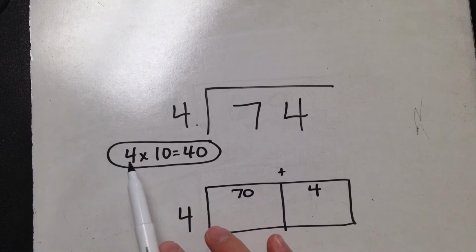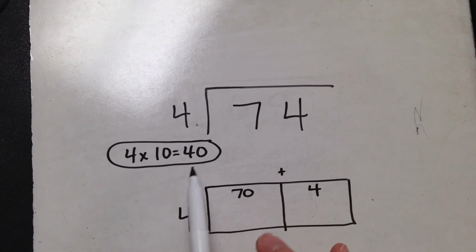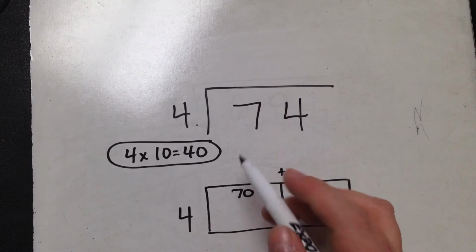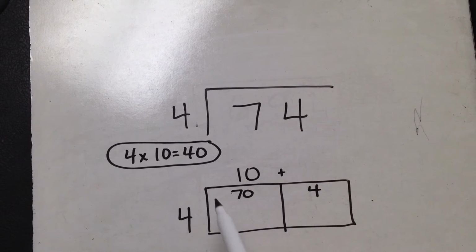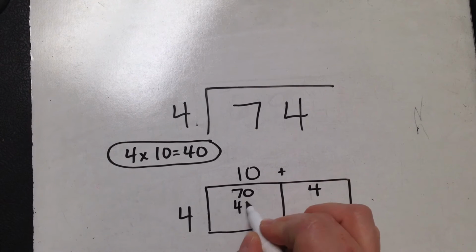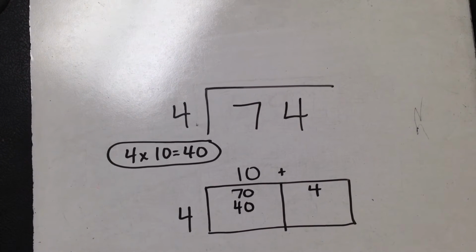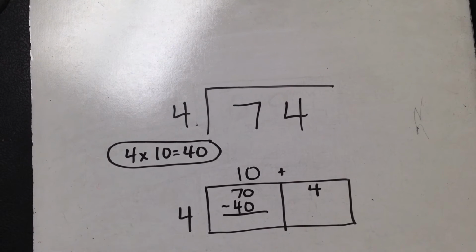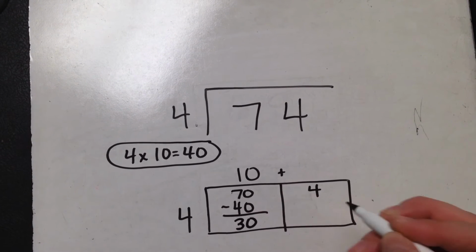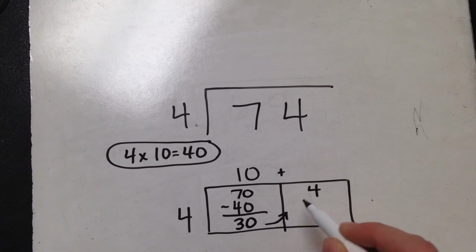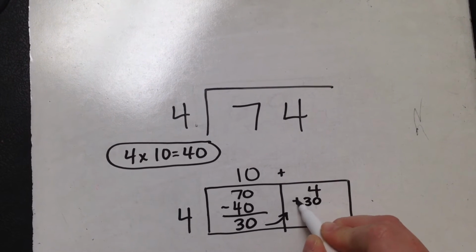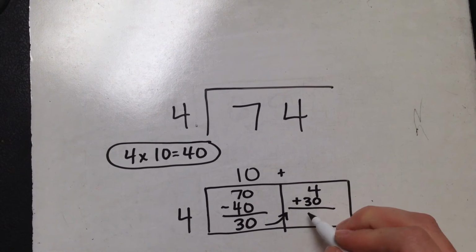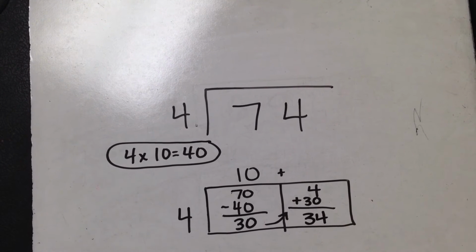When I circle, I say outside, top, bottom. That tells me where to place my numbers on my figure. Outside, 4, top, 10, bottom, 40. Once I have my numbers placed, I can subtract. 70 minus the 40 I used to make those 10 groups leaves me 30. So I'm going to move it to the next box and combine it with the 4 I already have. That gives me a total now of 34.